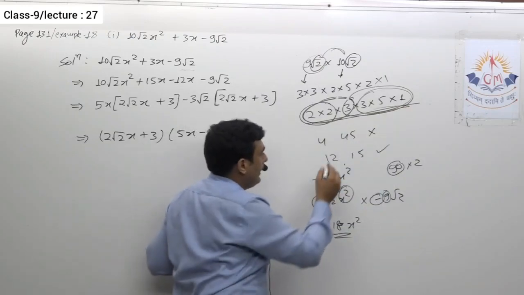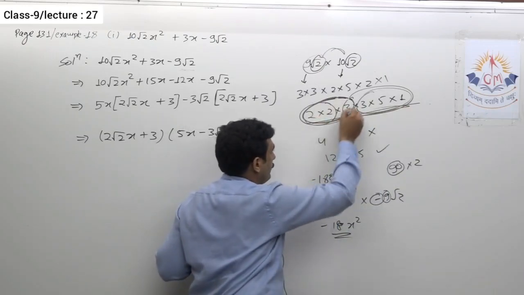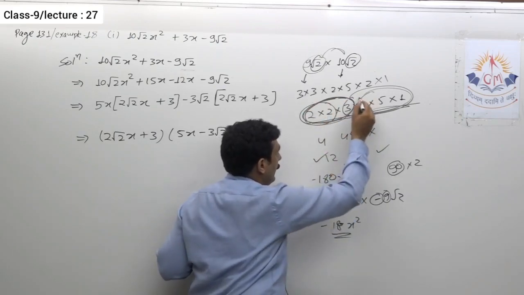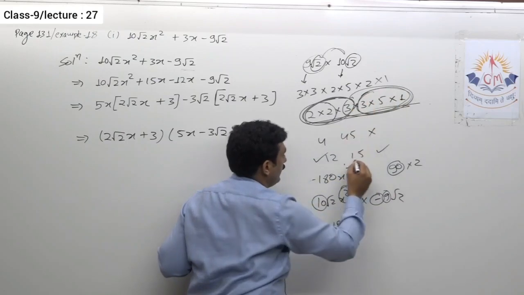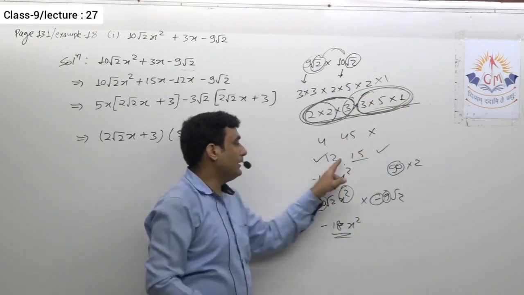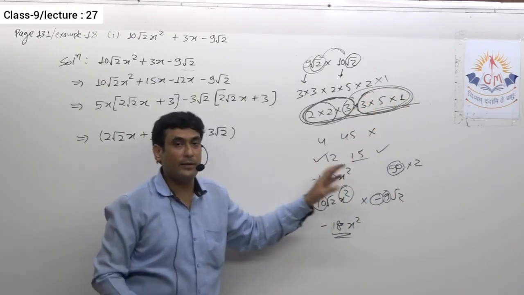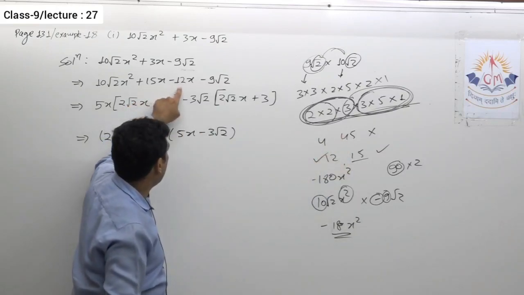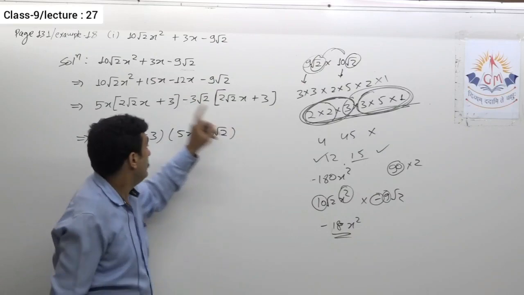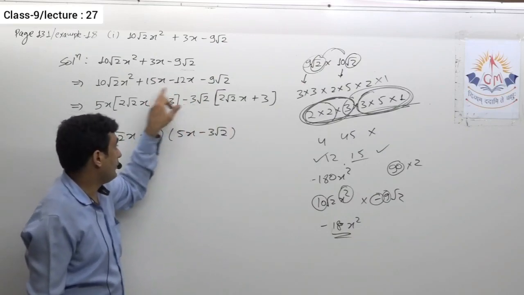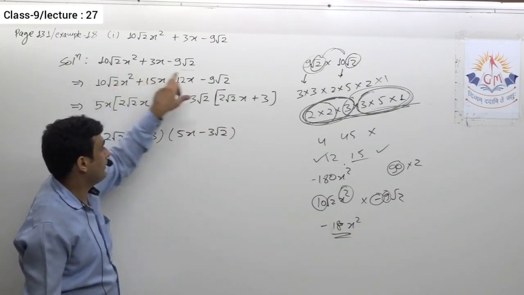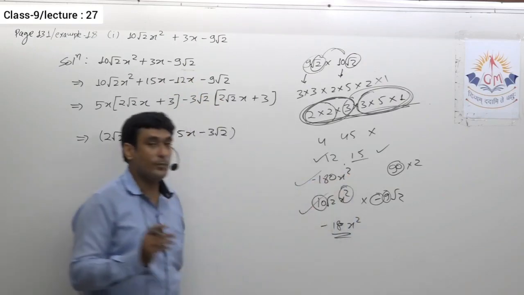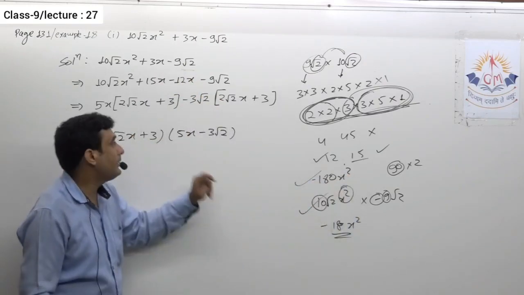Then by hit and trial I got this is the correct combination, that is 2 multiplied by 2 multiplied by 3 gives you 12, and 3 multiplied by 5 multiplied by 1 gives you 15. So their difference is 3x when I take 15x minus 12x. So here I wrote 15x minus 12x and this. Then I checked one thing, whether the product of these two is the product of first and last or not. So I got that it was the same. That gives me the idea that I am on the right track.